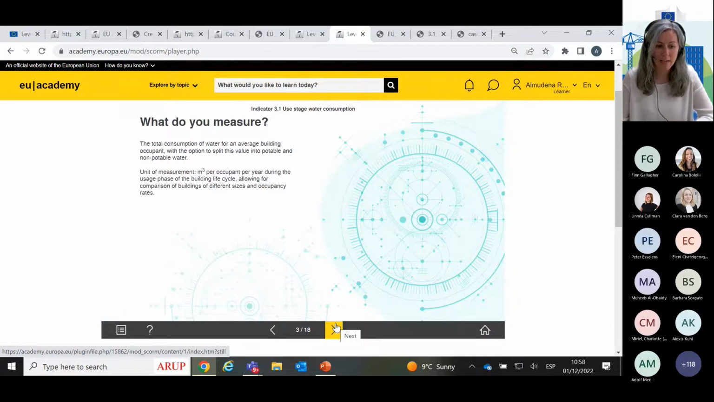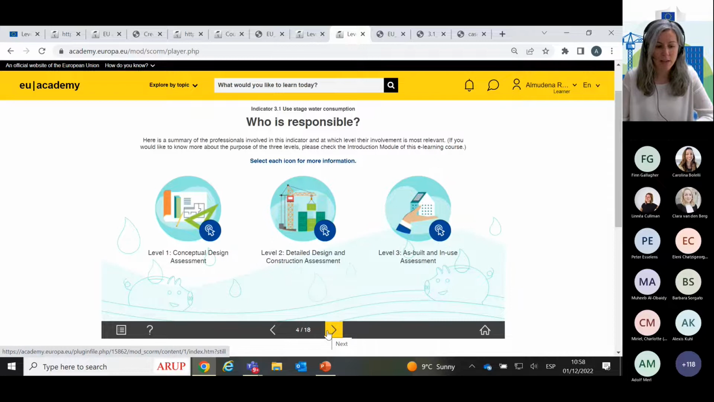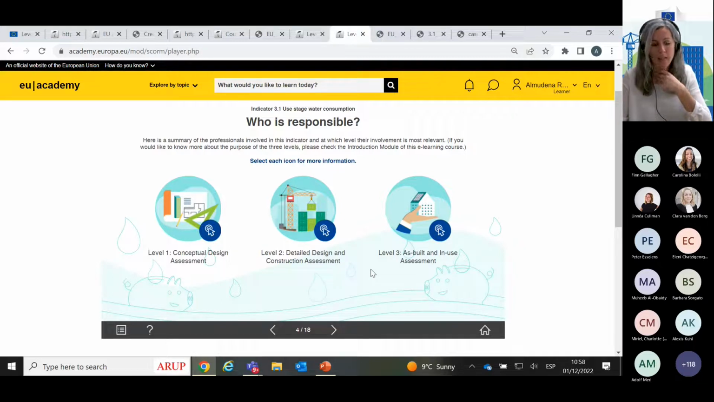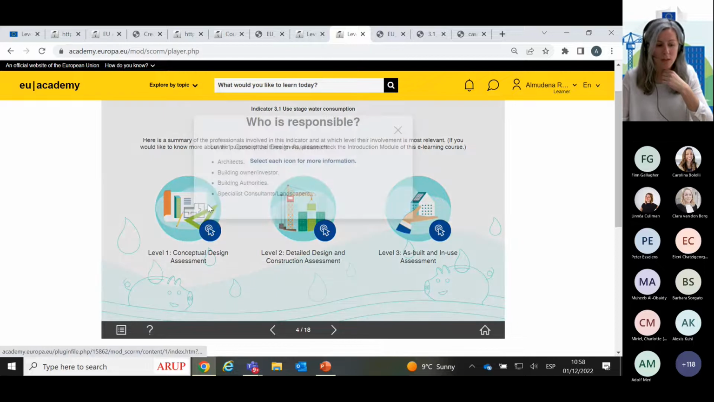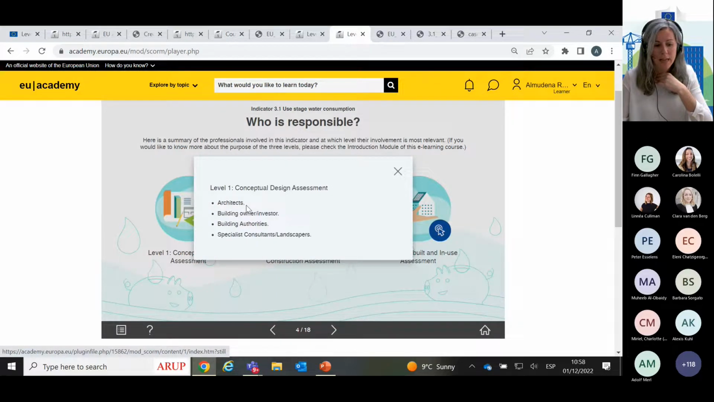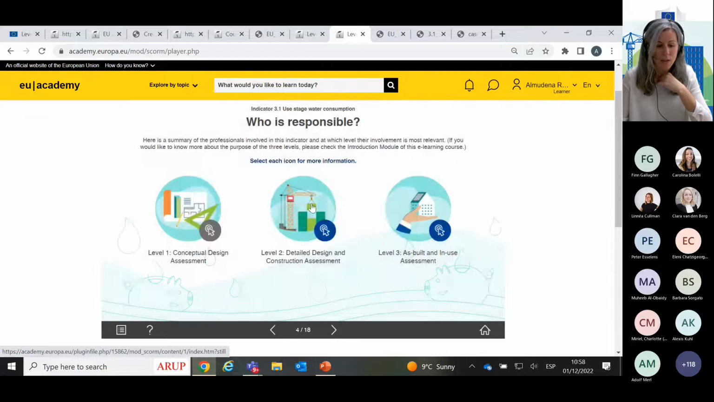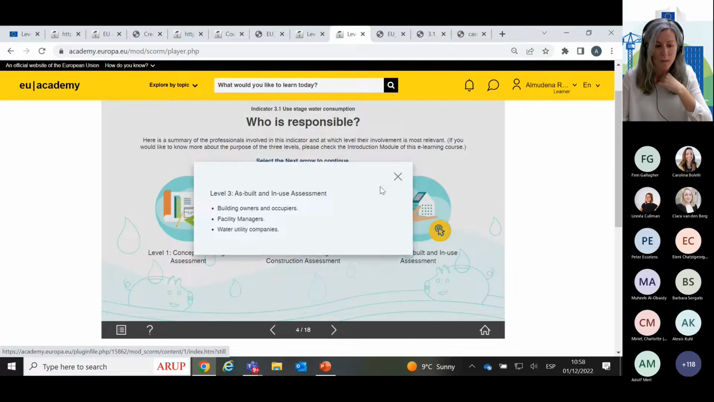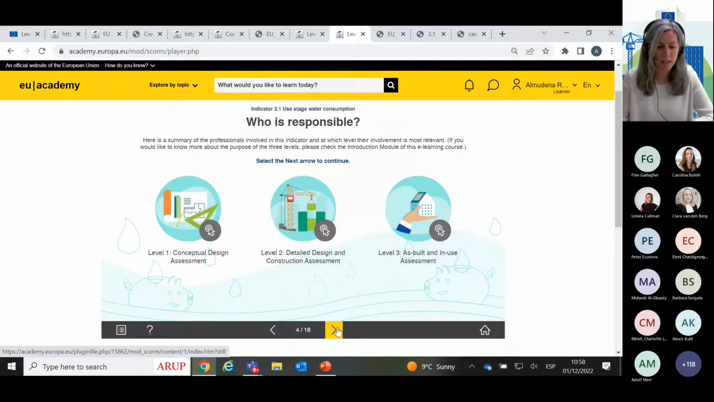The next screen is about what you measure, what is the measure of the indicator, in this case the cubic meter per occupant per year. And then there is another screen that has information of who is responsible for the different levels. This depends on the stage of the project where you are integrating these sustainability aspects, but also in regards to the level of detail that you want to go through the different water concepts. So this explains the main stakeholders and project team that are participating in the different levels. So you can see as a recommendation who could be participating in the different levels for this specific indicator.